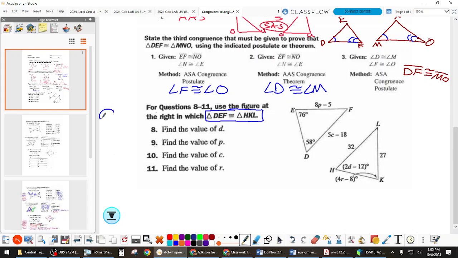Good. CPCTC. Anyway, here's a D. What does it match up with? Right? So anytime you can't tell, remember to go back to your name. So does angle H go with angle D?